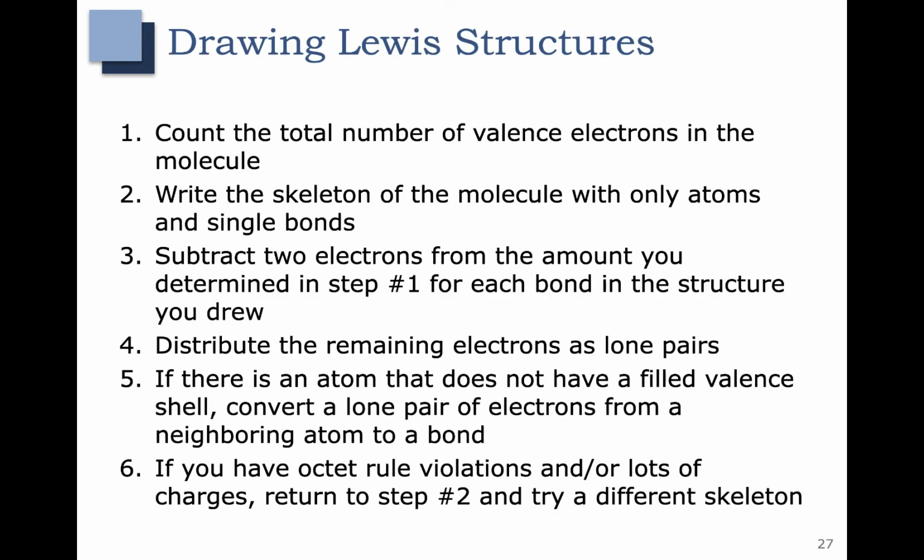Let's walk through another example. Let's try CO2. Our total valence would be 4 plus 6 plus 6, or 16 total. So let's write out the skeleton.